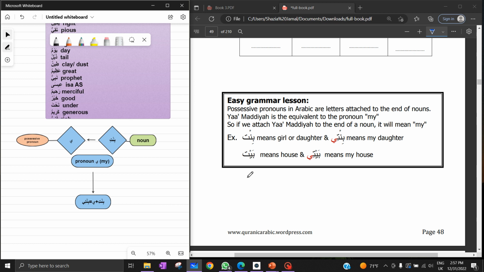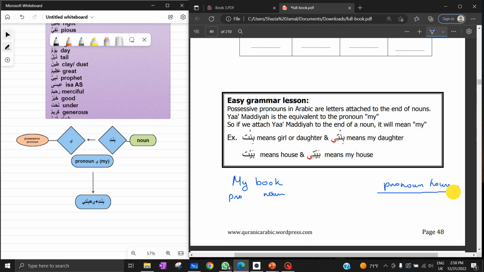If I want to say my book, that means this book is mine. This book belongs to me. So how are you going to say it in Arabic? In English, we use the possessive pronoun first and then comes the noun. Pronoun first and then the noun. In Arabic, what happens? First comes the noun and then comes the pronoun.